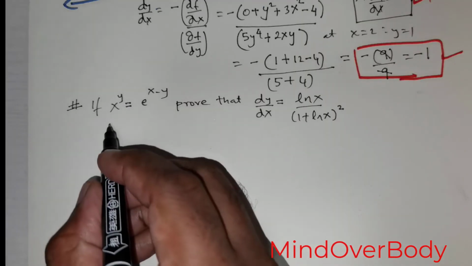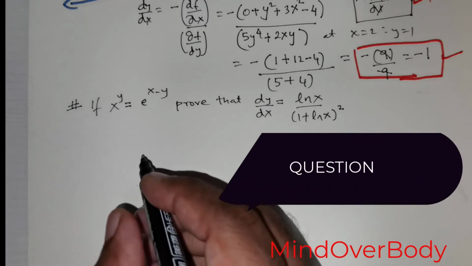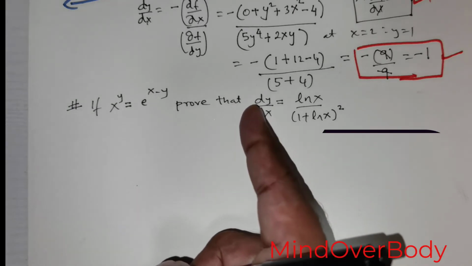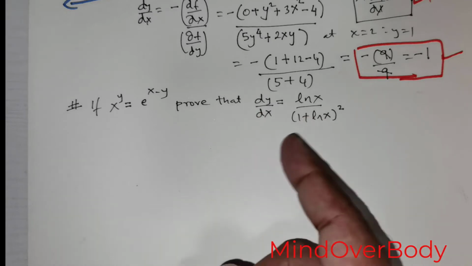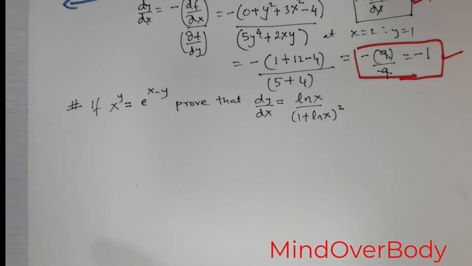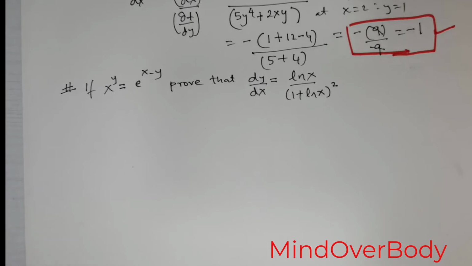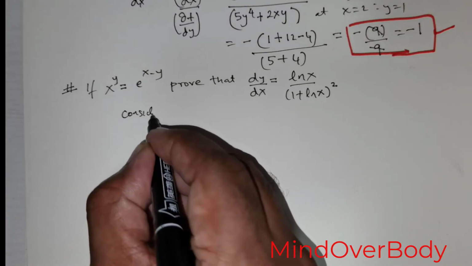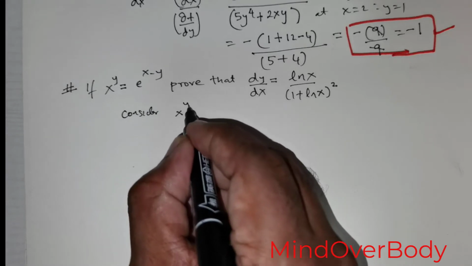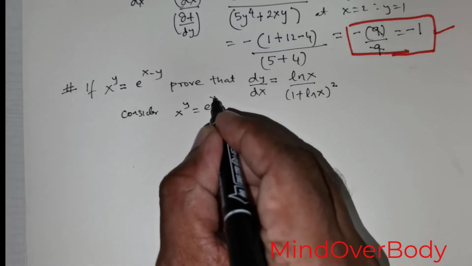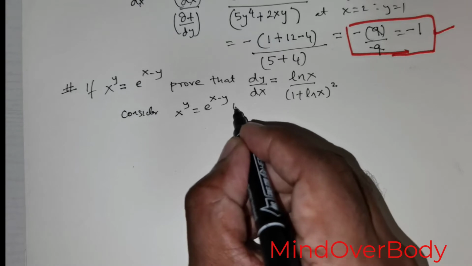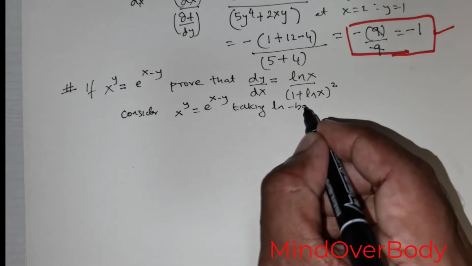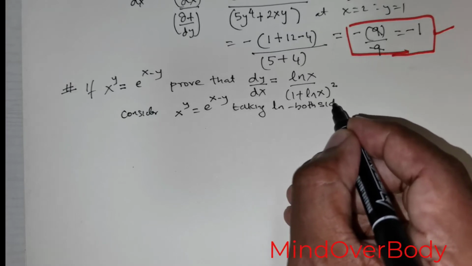Students were given this question: if x raised to the power of y is equal to e raised to the power of x negative y, we expected to prove that dy over dx is equal to ln x divided by (1 positive ln x) raised to the power of 2. So in this case, let us start off by stating this: consider x raised to the power of y is equal to e raised to the power of x negative y. Now I would be taking ln both sides, we get.